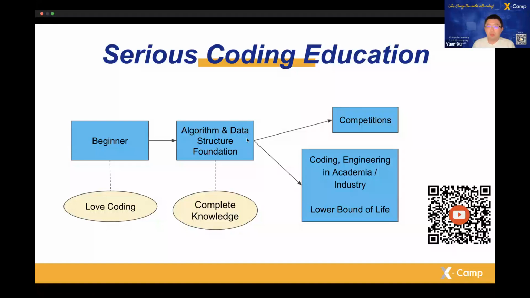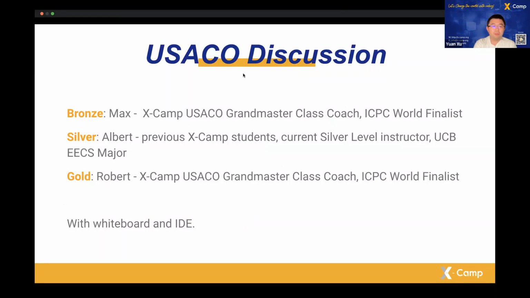And the third stage will be either go to competition, which is our Grandmaster class, to enter USACO higher level, or we will help you explore the engineering side of coding as well. And we are hoping the foundation you built at the second stage will really help you in your college, right? And also in your career in the future. And we hope all students can have coding as the powerful skill to construct the lower bound of your life. That's it for the start of the talk.